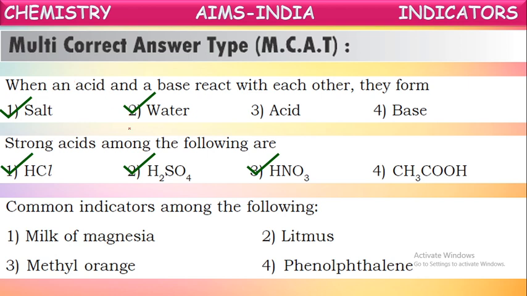Whereas litmus is one of the indicators, and methyl orange is also an indicator. Even phenolphthalein is also an indicator. Phenolphthalein and methyl orange are synthetic indicators, whereas litmus is a natural indicator. Anyhow, these three are indicators, whereas milk of magnesia is a base and not an indicator.